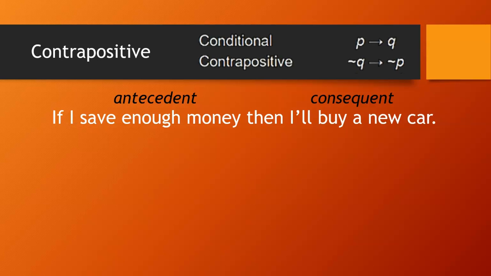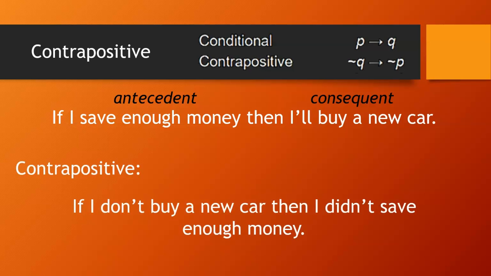For the contrapositive, the antecedent will become the consequent, and the consequent will become the antecedent, but they will also both be negated from what they originally were. So for our example, the contrapositive would be if I don't buy a new car, then I didn't save enough money. Of the three variations of conditional statements, the contrapositive is the only one that will have the same truth values as the original conditional statement.